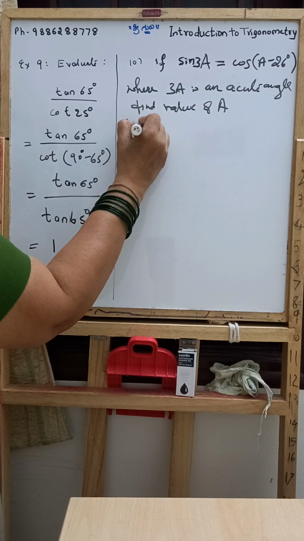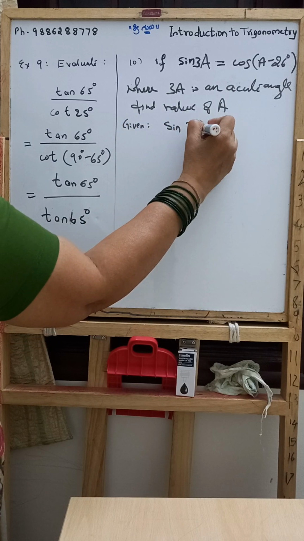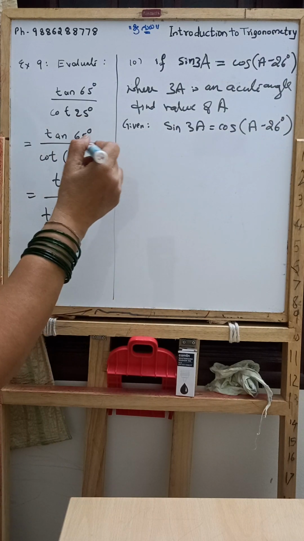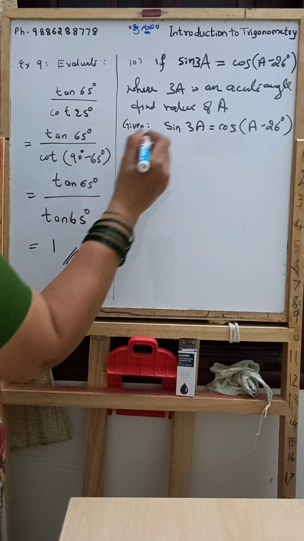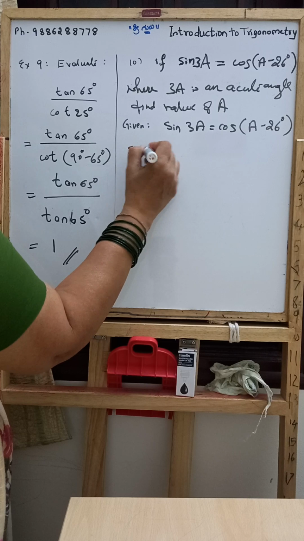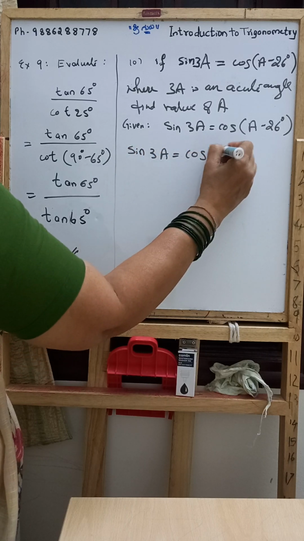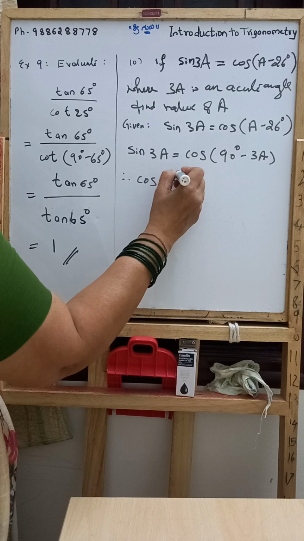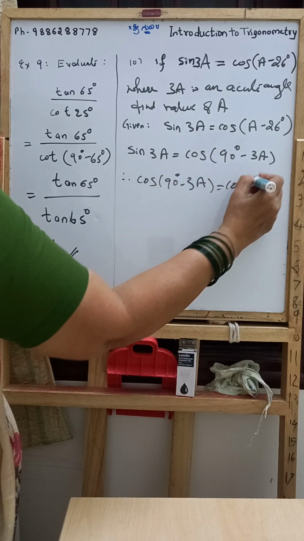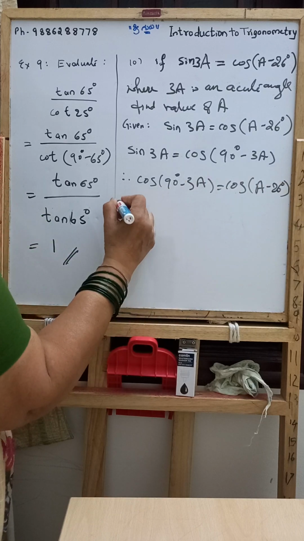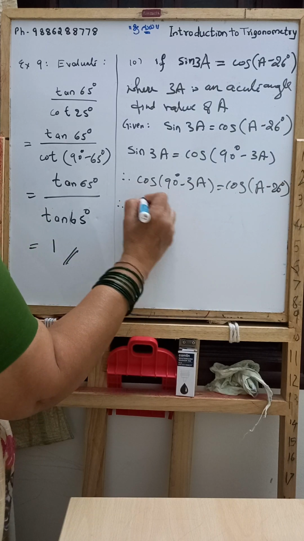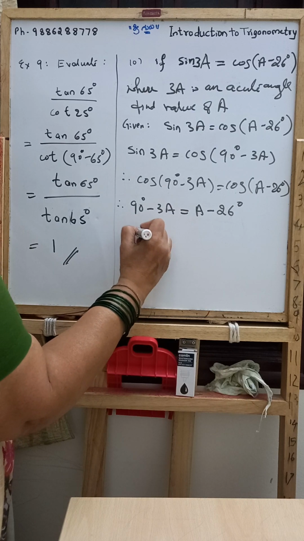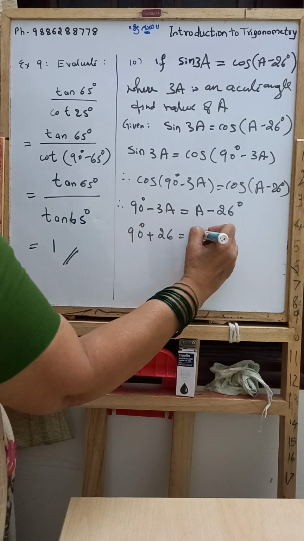Given, what is given? Sin of 3A is equal to cos of A minus 26 degrees. Here, sin of 3A is equal to cos of 90 degrees minus 3A. Therefore, we can write cos of 90 degrees minus 3A is equal to cos of A minus 26 degrees. Therefore, we have 90 degrees minus 3A is equal to A minus 26 degrees. That is 90 degrees plus 26 is equal to A plus 3A.